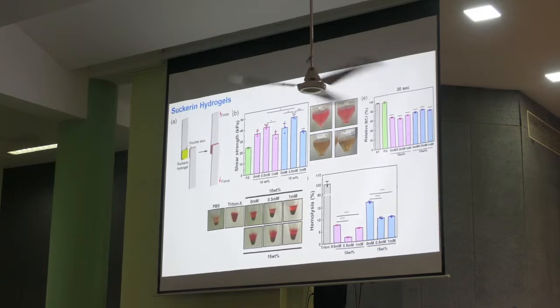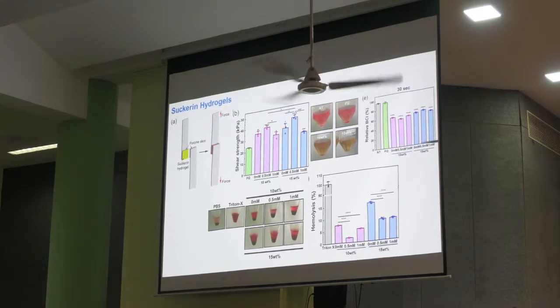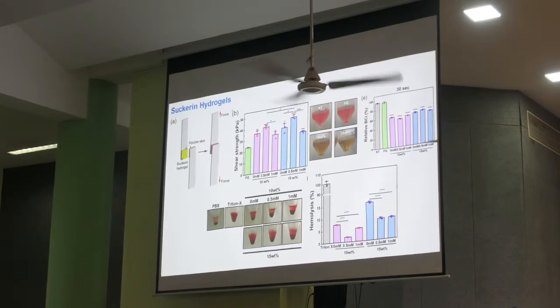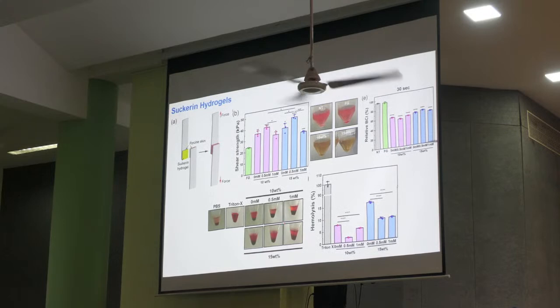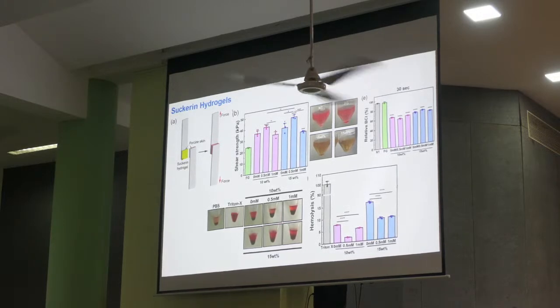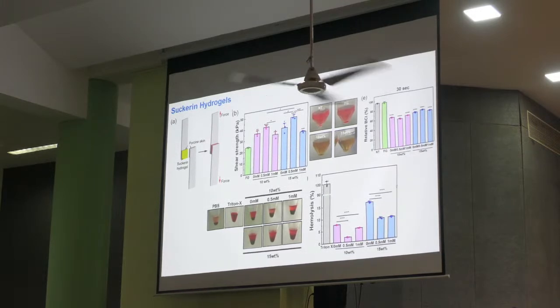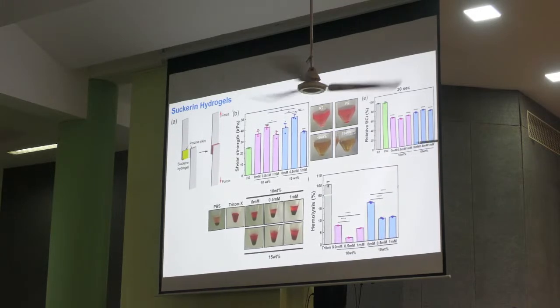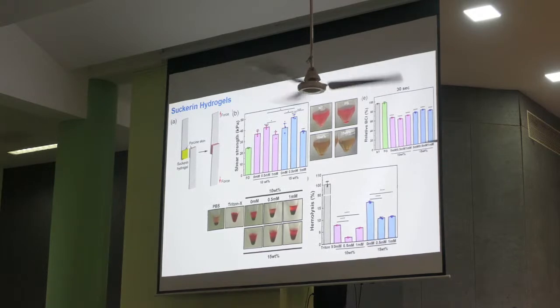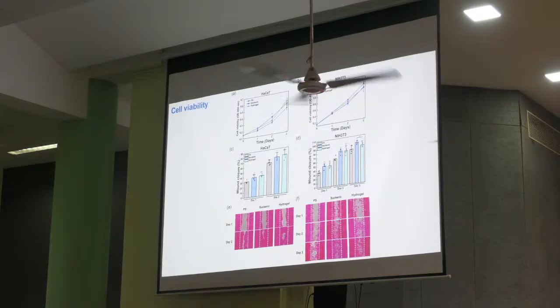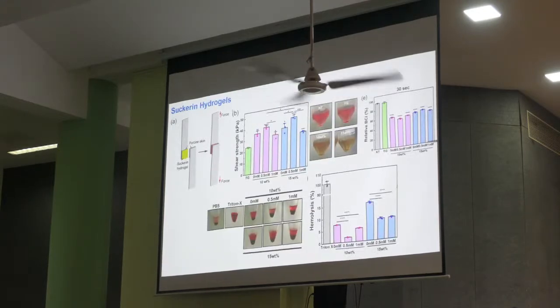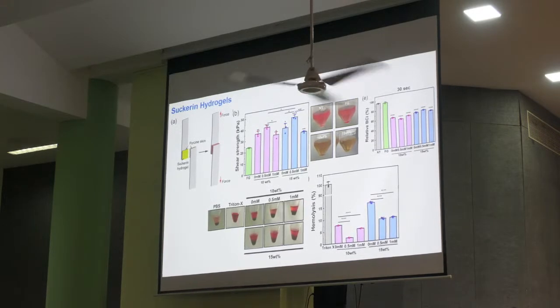Then we have to see compatibility with the cells. So that's why we check the BCI, that is the blood clotting index, and the hemolysis study, with the different kinds of material we tried. In both of these cases, the blood clotting index and the hemolysis study, saccharin showed better compatibility compared to the fibrin glue. And then we check the cell viability. Onto that, we seed the cells and check the cell viability.